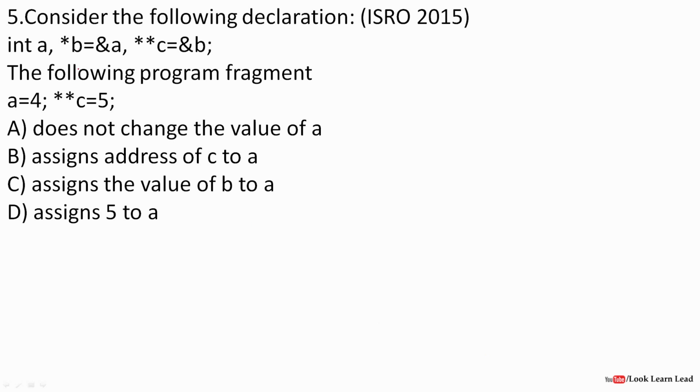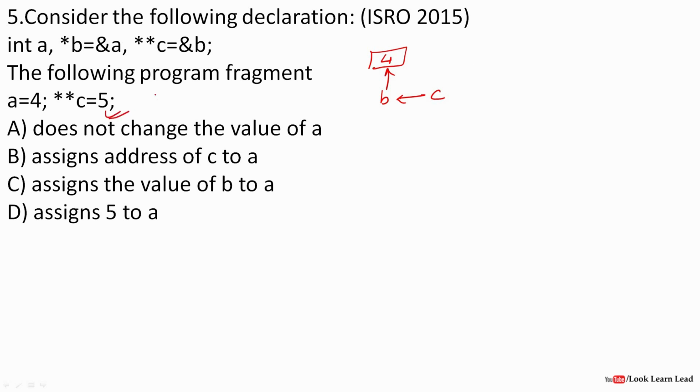Next, consider the following declaration. So we have a declaration here, the following program fragment. So okay, what we have here is A, which is 4, and we have B, which is pointing to A. That is, B points to A. That means B stores the address of A, and we have C, which is pointing to B.